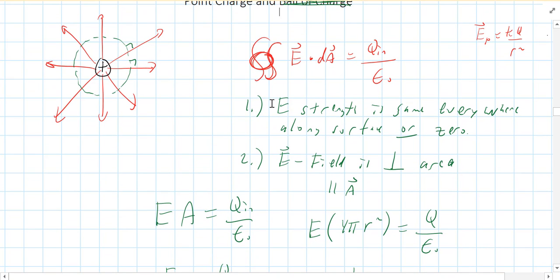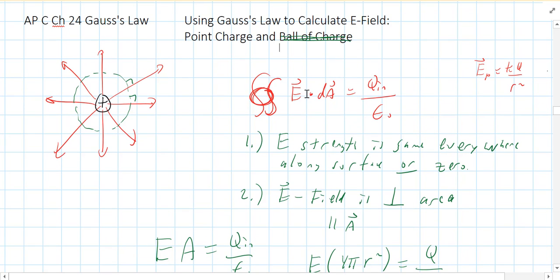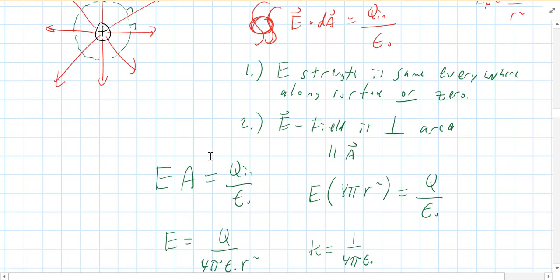Again, when you're using Gauss's law, you're trying to find a surface that is perpendicular to the field at all points and where the field's strength is the same everywhere along that surface. If you do that, you don't have to do a dot product anymore, nor do you have to integrate. It just becomes an algebraic expression at that point.